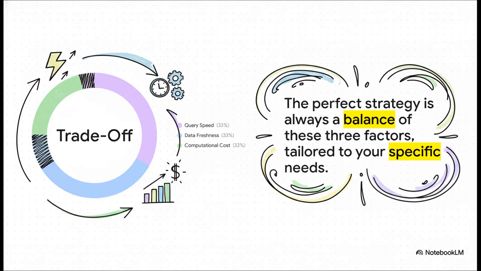This is the core trade-off. It all comes down to balancing three things: query speed, data freshness, and computational cost. You want your queries to be lightning fast? Okay, but you might have to pay a higher cost to refresh the data more often to keep it fresh. Is having up-to-the-second fresh data the absolute top priority? Great, but be ready for the cost and performance hit that comes with it. The perfect strategy isn't a single setting. It's about finding the right balance of these three things for your specific project.